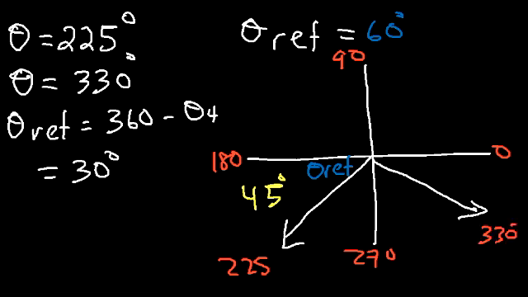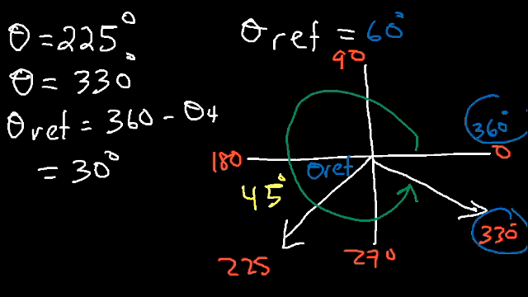So 330 is somewhere in this area. Starting from the x-axis, traveling all the way to this direction, that's 330. The difference between 360, which is the same as 0, and 330, that's the reference angle, which is 30 degrees. So it's between the x-axis and the hypotenuse of this triangle formed.